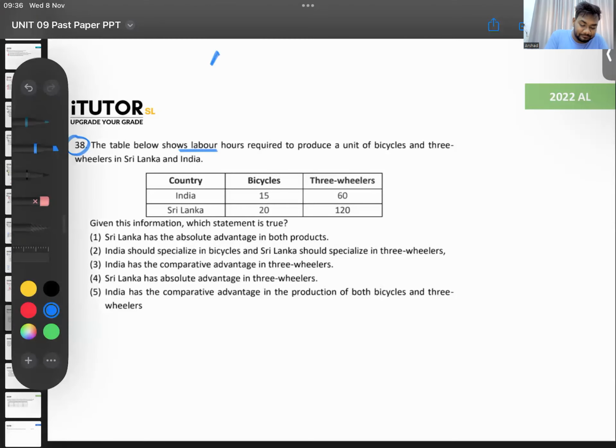Quickly tell me, Lamai. Absolute advantage, who has bicycles? This is input data. Input data means you have to see who uses lesser input. They are saying labor hours. So India needs 15 labor hours to produce a bicycle. Sri Lanka needs 20 labor hours. Be careful, Lamai, input data. So who has the absolute advantage? India. They need lesser labor hours.